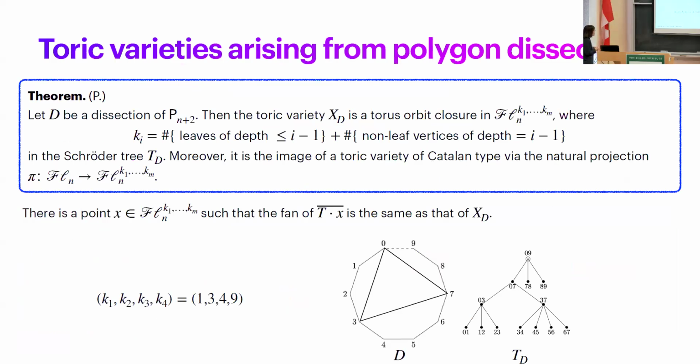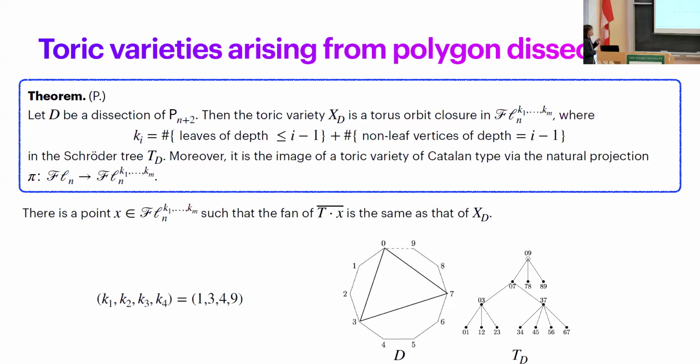And then we can see that the toric variety X_D from a polygon dissection becomes a torus orbit closure in Fl(n; k_1, ..., k_m). Here k_i is the number of leaves of depth less than or equal to i-1 plus the number of non-leaf vertices of depth i-1 in the shred tree. Moreover, this X_D is the image of a toric variety of Catalan type via the natural projection. So we can prove that there is a point x such that the moment polytope of the torus orbit closure is the same as that of X_D.